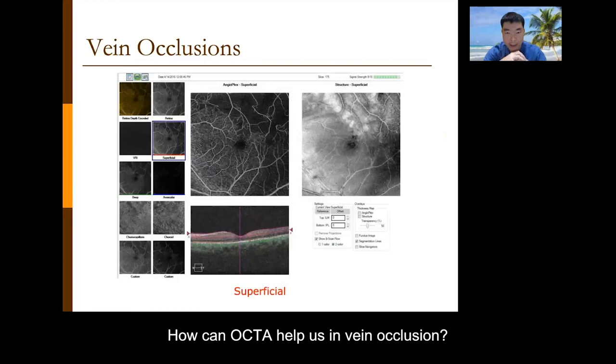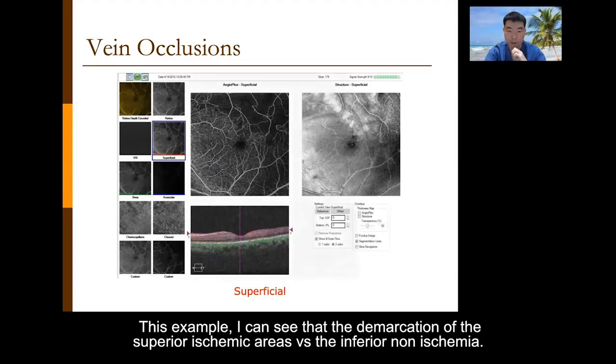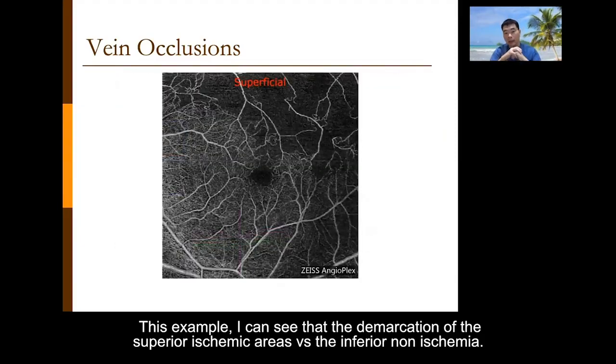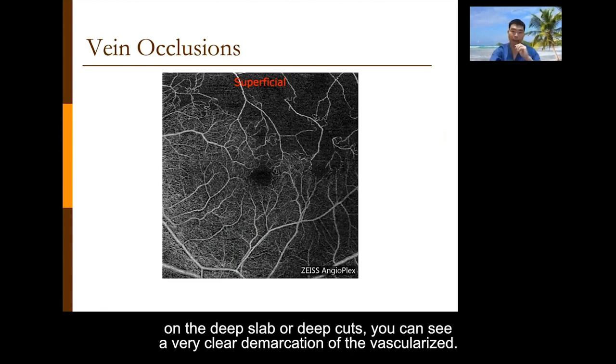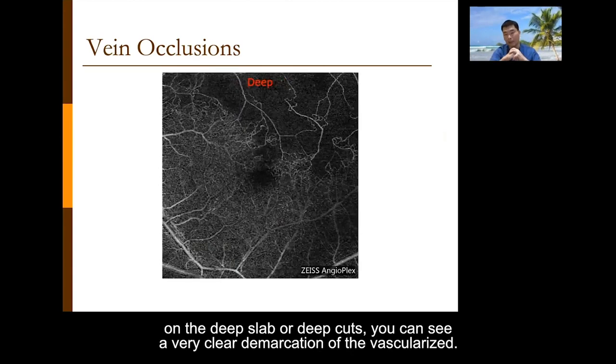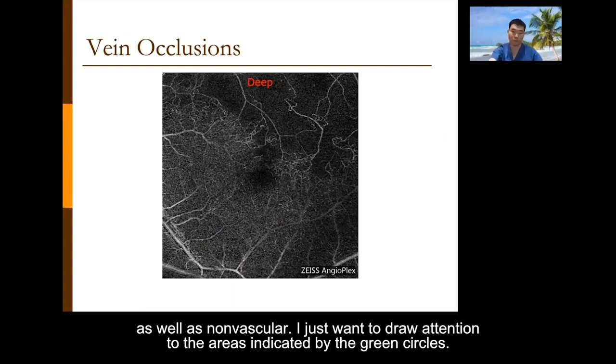How can the OCTA help us in a vein occlusion or branch retinal vein occlusion? In this example, here is a superficial slab where you can see the demarcation of the superior ischemic areas versus the inferior non-ischemic area. There's a clear boundary where the vein occlusion happens. And again, on the deep slab or deep cut, you can see a very clear demarcation of the vascularized area inferiorly as well as the non-vascularized area superiorly.